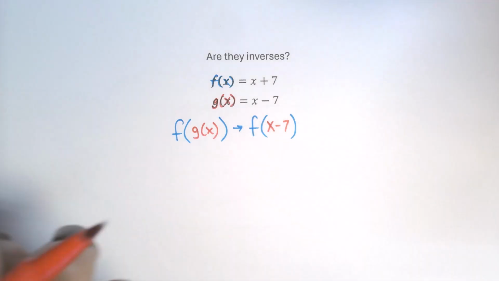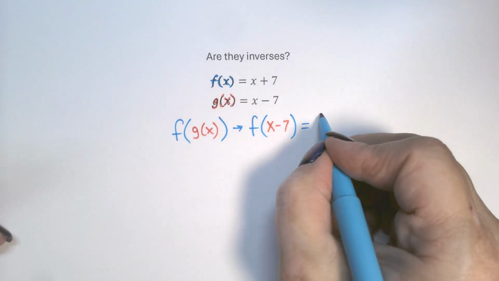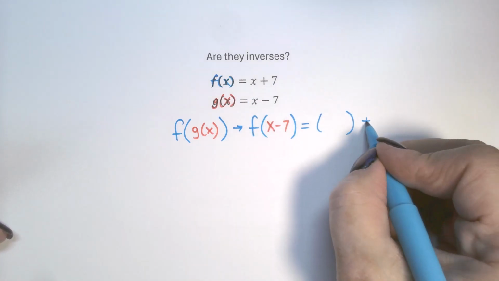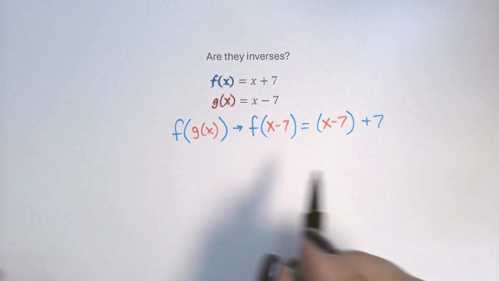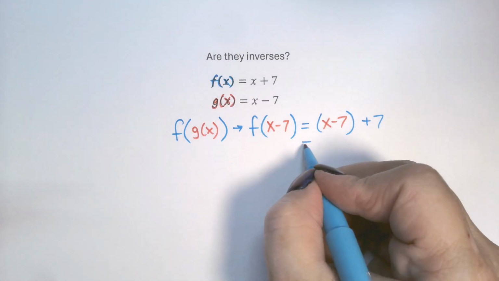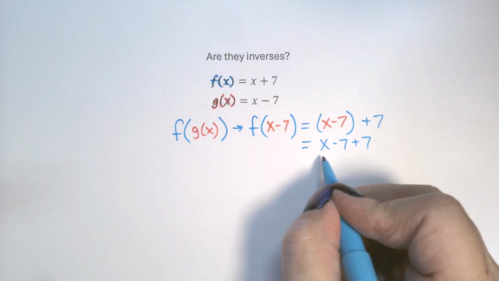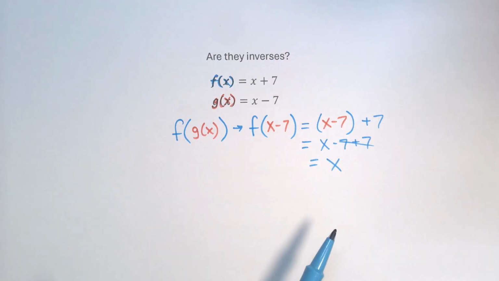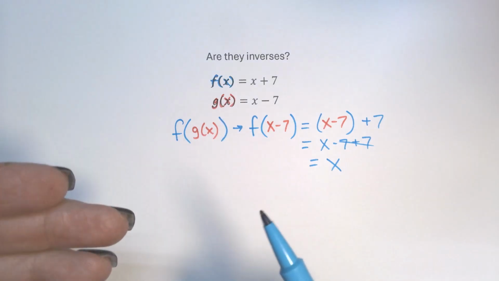X minus 7. And then you apply the function. Well, the function says you're going to take your x, or whatever is in this spot, and you're going to add 7 to it. So what goes in here is the x minus 7. Then when we simplify that, we're going to get x minus 7 plus 7. And that'll cancel, and you just end up with x, which is the proof. If you end up with just an x, then the thing undid itself.